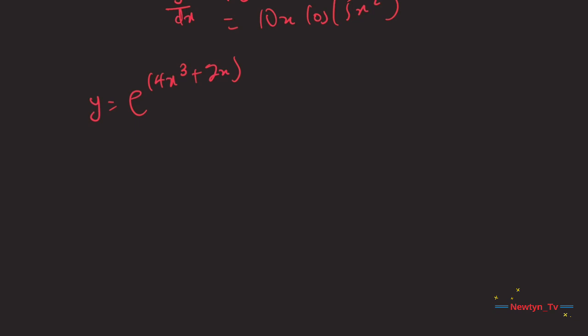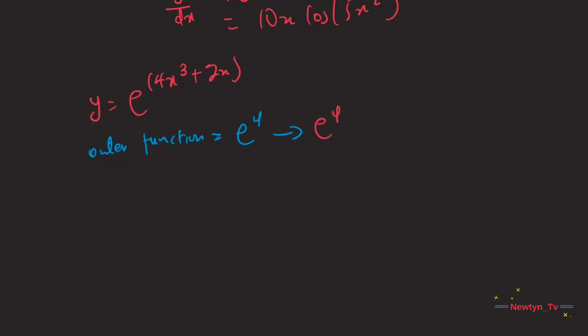So first thing that we need to do is to locate the outer function, right? So with this, our outer function will be the e exponent u. And what will be our derivative of this? So our derivative of this will be e^u. So the same thing, right?